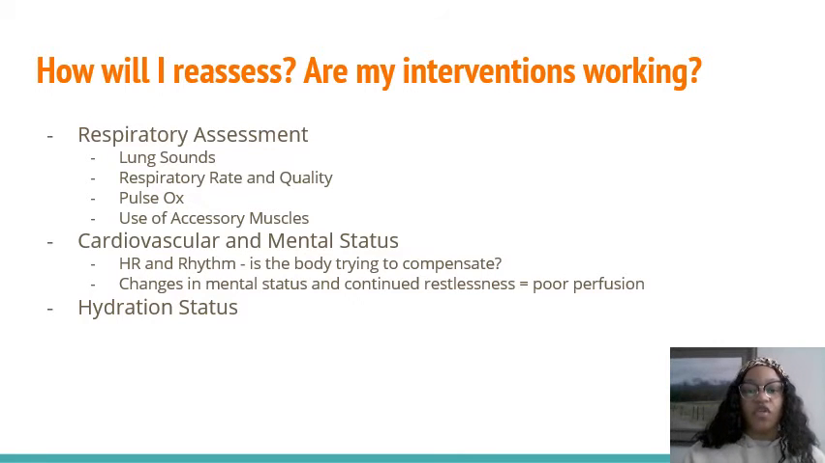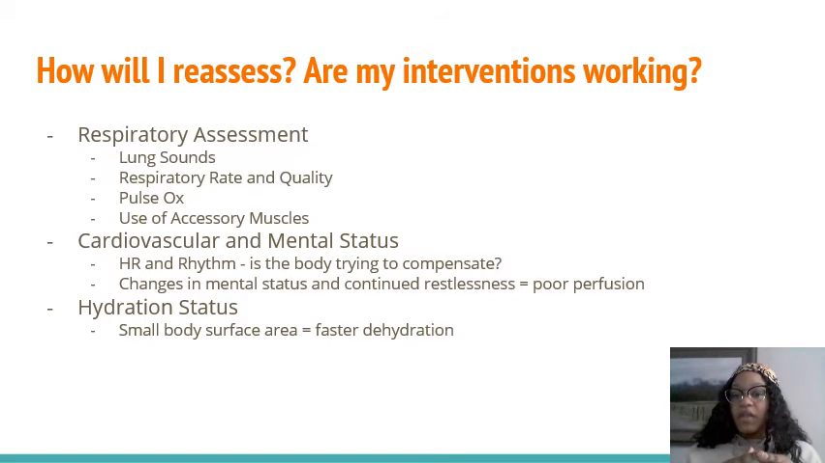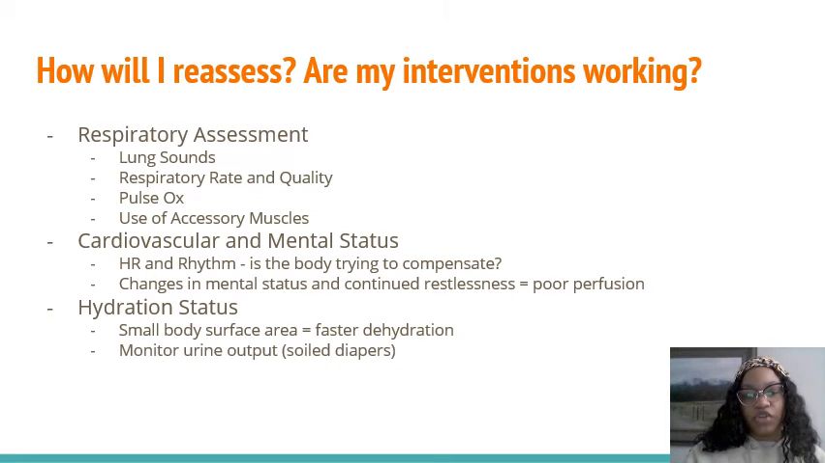Hydration status, also super important. Again, our littlest population, 6 months to 3 years. Surface area of the body, very small. They can dehydrate super fast due to that metabolic process, trying to compensate, trying to breathe. All that's happening, putting excessive workload on the body, leading to dehydration.